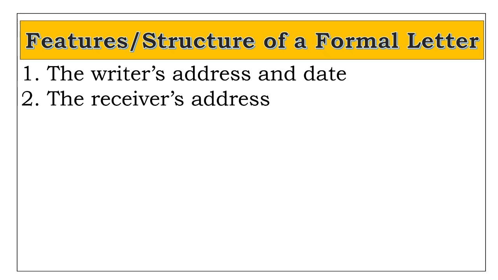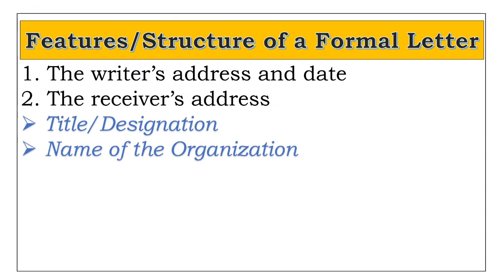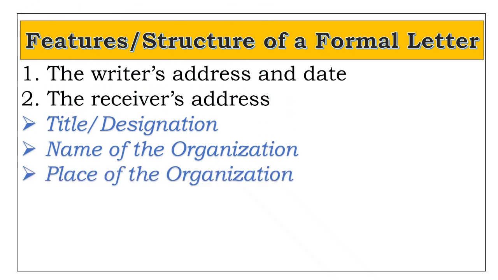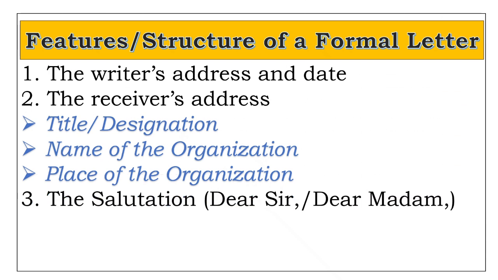The second thing is the receiver's address. What we call the receiver's address is not actually an address, but because it contains in most cases three things: the title or the designation of the receiver, the name of the organization where the receiver is working, and the place or the location of the organization. We are going to look at an example when we come to how to write the receiver's address.